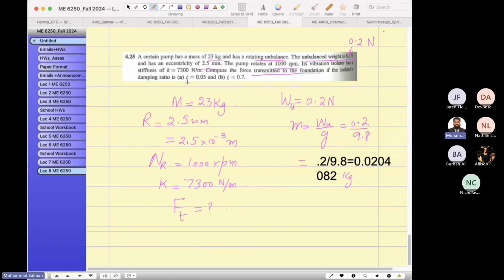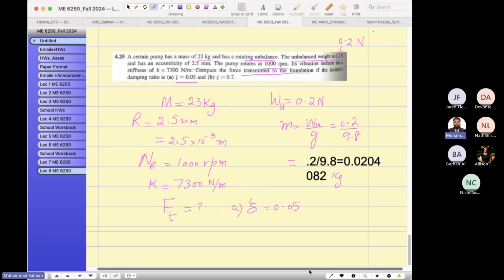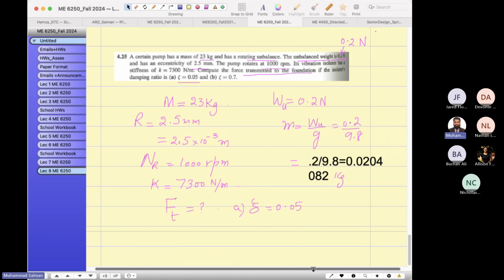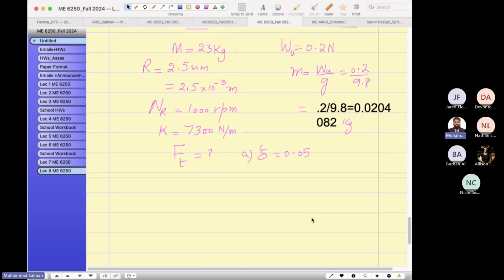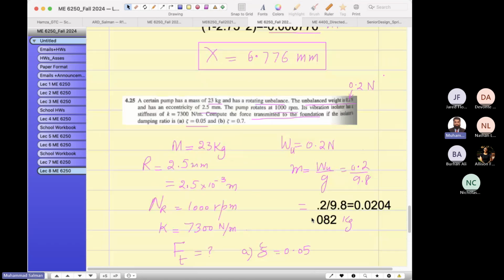If the isolation damping is zeta, let's do one case, and the other case you will do at home. Okay, let's do one case, where you have to find out the transmitted force to the foundation when zeta equals 0.05. So let's find out the formula.